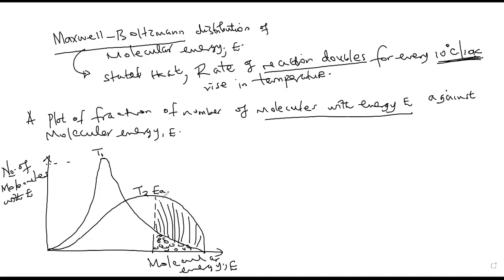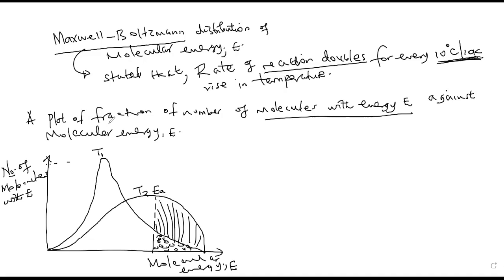So this question can come in a way that they can ask you with the aid of a labeled diagram: explain with the help of a Maxwell distribution diagram why the rate of some reactions approximately doubles when temperature is increased by 10 degrees around room temperature.